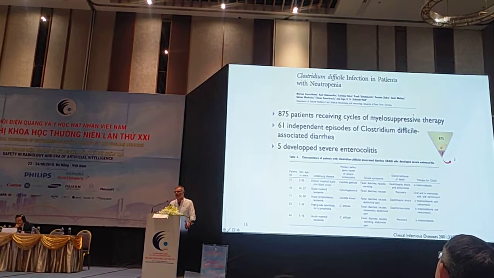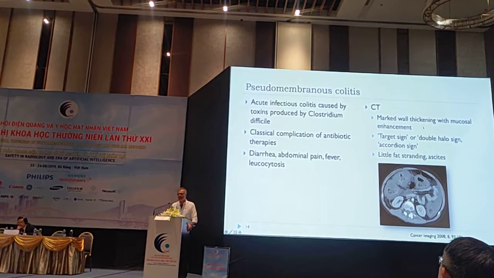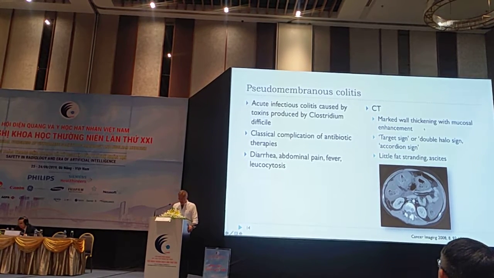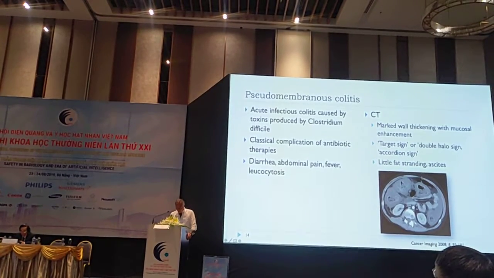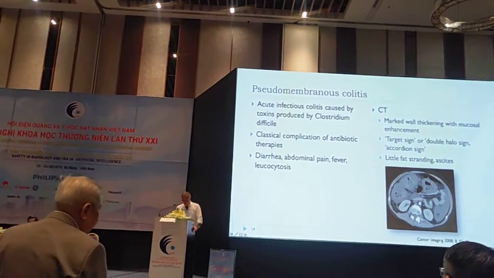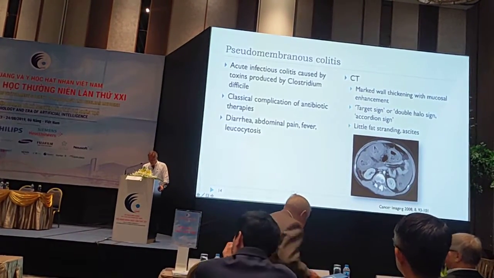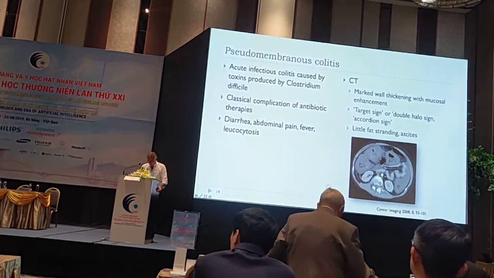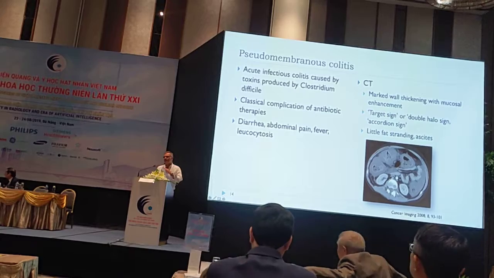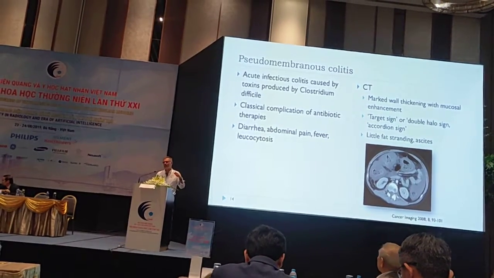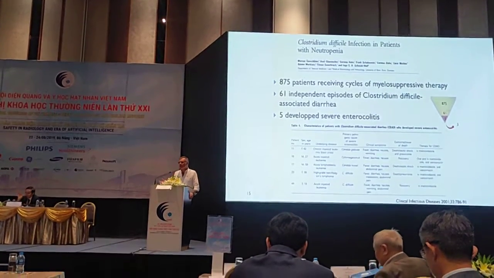We found a marked wall thickening with mucosal enhancement, and the typical imaging feature is what we call the accordion sign. You see very marked wall thickening here with edema. You have mucosal enhancement, and you have a little fat stranding and sometimes ascites. And Clostridium difficile is something you find very frequently in patients receiving chemotherapy. But it does not always harm.